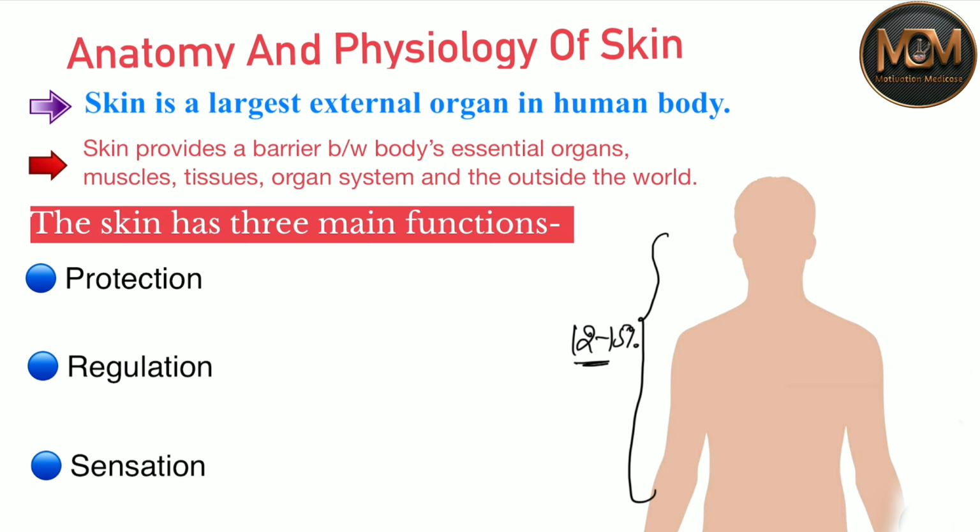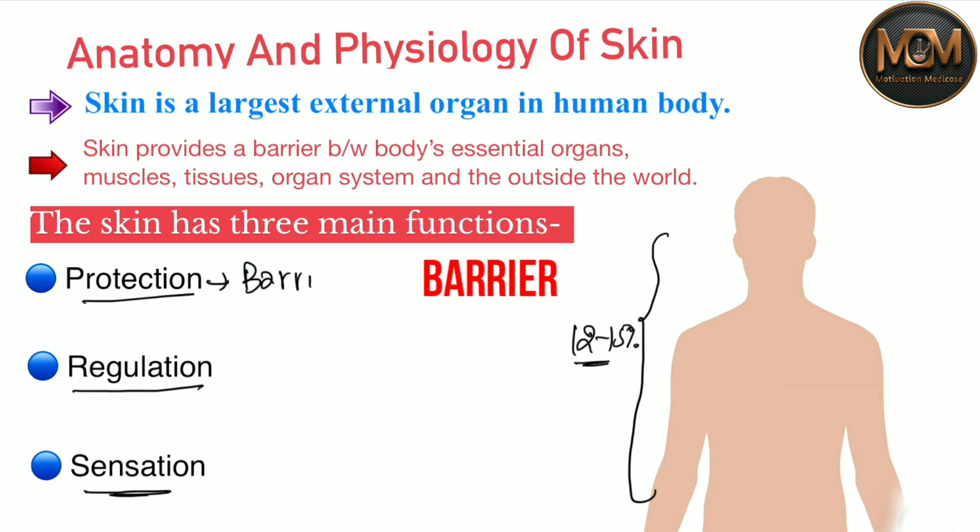The skin has three main functions. The first is protection, the second is regulation, and the last is sensation. Let's talk about protection. In protection, it acts like a barrier, providing mechanical support and protection from variation in temperature, from microorganisms, and from chemicals as well.